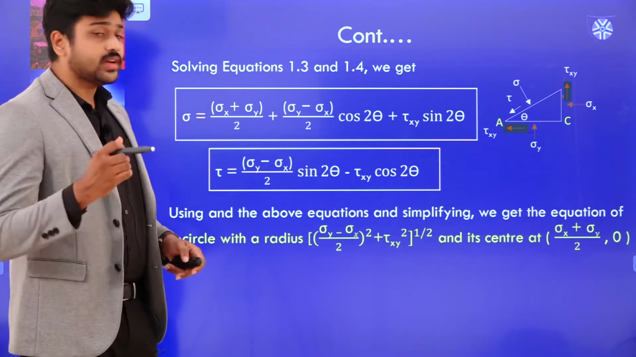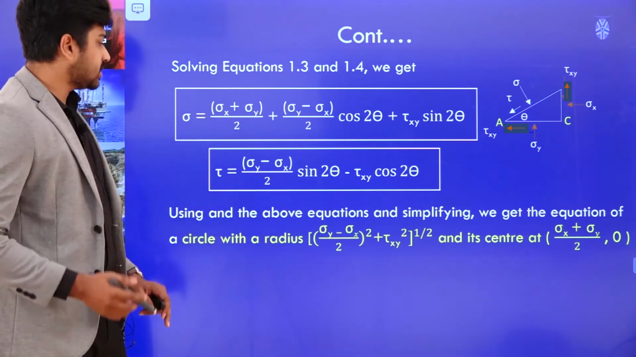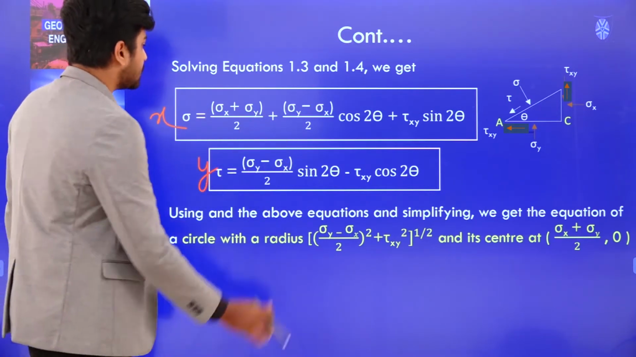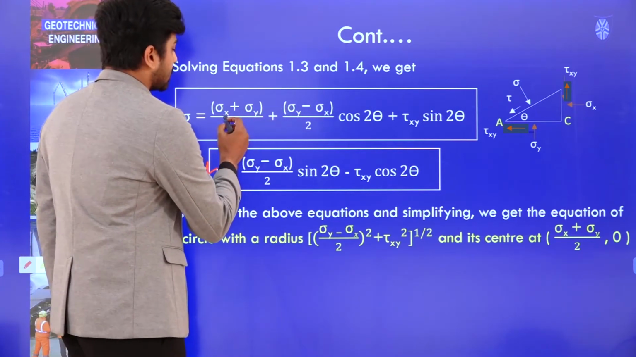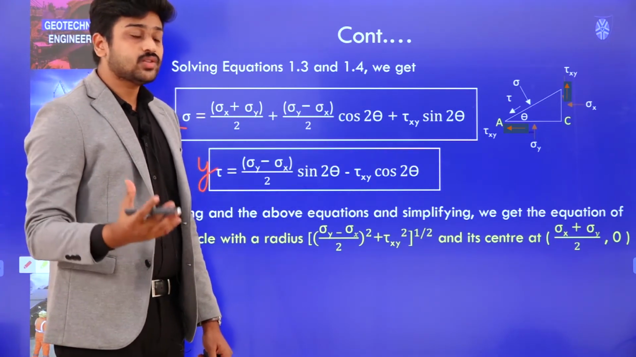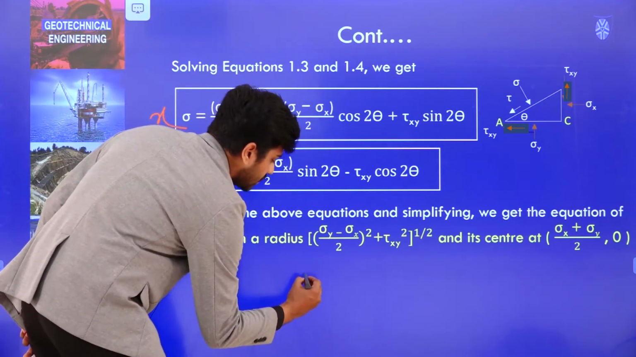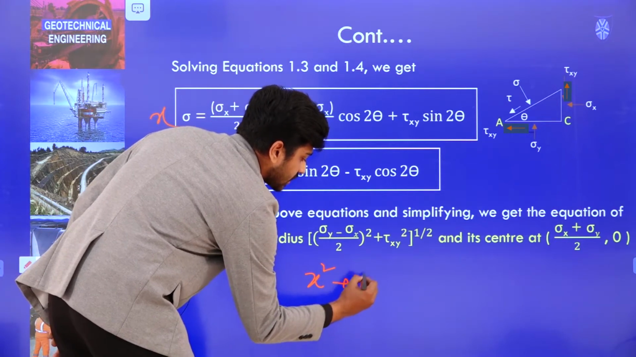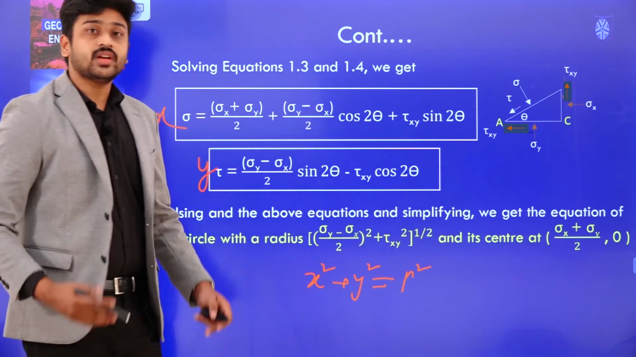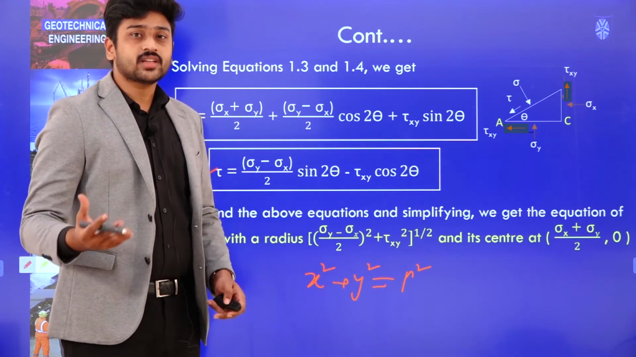Now, one thing you need to remember. These two expressions are in the form of, say, x and y. Sigma x, sigma y, tau xy and theta are the known entities, so this will be a certain term. What happens when you do x square plus y square? That will be a known entity here, say r square. That means the equation you are obtaining by squaring and adding is in the form of a circle.